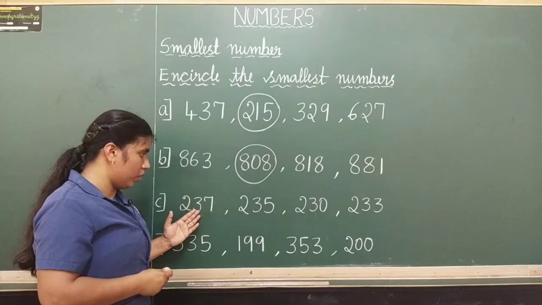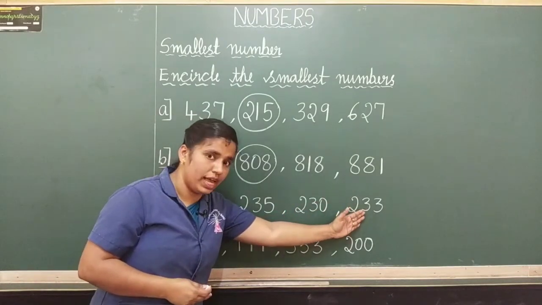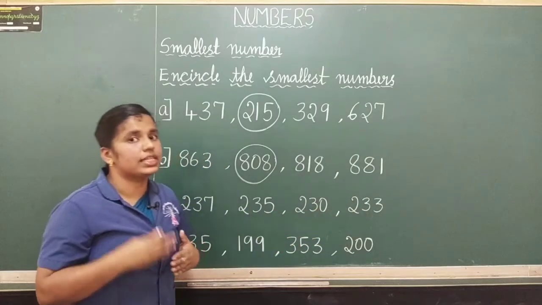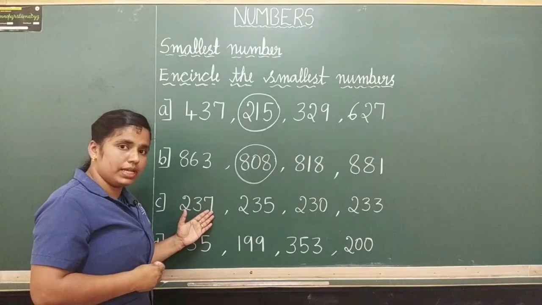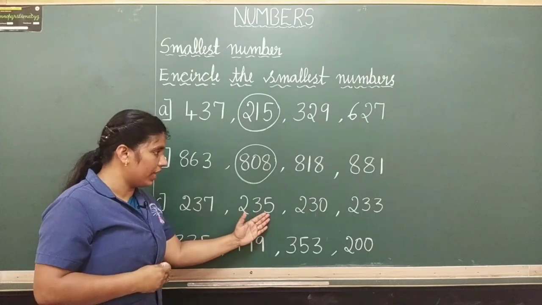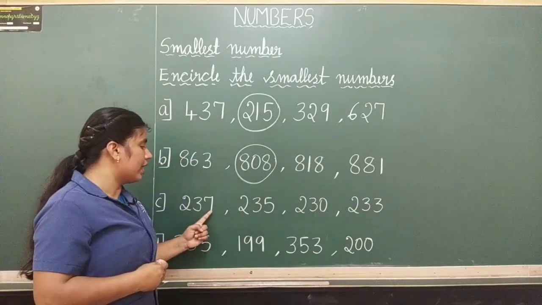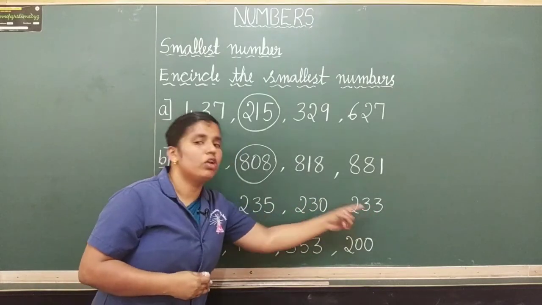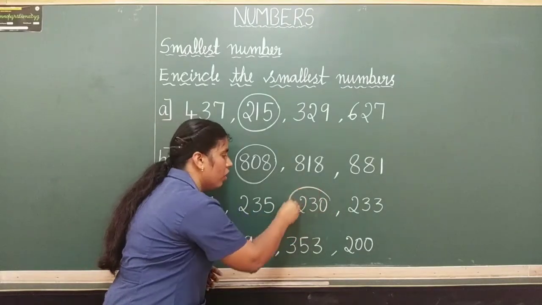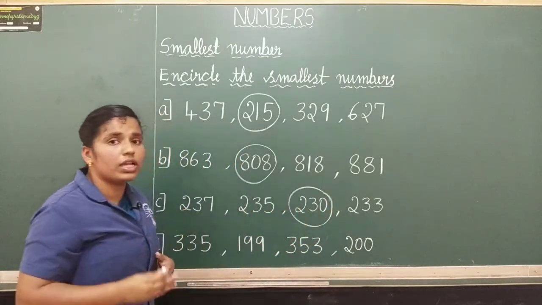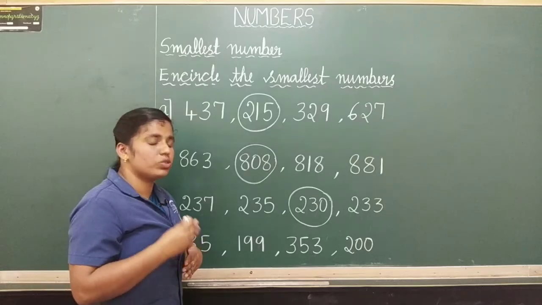Here in tens place we have 3, here also we have 3, here also we have 3 and here also we have 3. Therefore, all the digits in tens place are also same. Therefore, we have to see the ones place. Here we have 7, here we have 5, here we have 0 and here we have 3. When you compare 7, 5, 0, 3, which is the smallest number? 0 is the smallest number. Therefore, 230 is the smallest number when we compare to these numbers. Let us take last one more example.